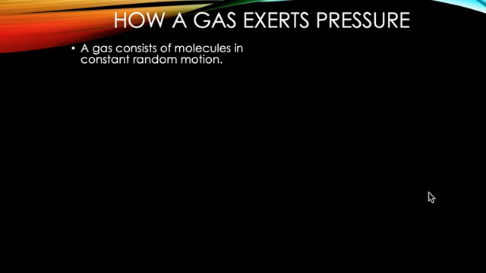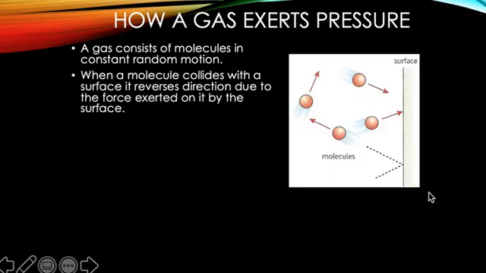So a gas consists of molecules in constant random motion. When a molecule collides with a surface, it reverses its direction due to the force exerted on it by the surface. So here we've got lots of particles in a gas, maybe air, and you can see that they're going in different directions. When a particle is going towards the surface, let's say it's the wall, we've got a particle of air going into the surface. What it's going to do is basically bounce off, isn't it?